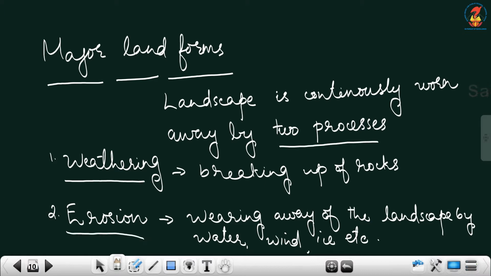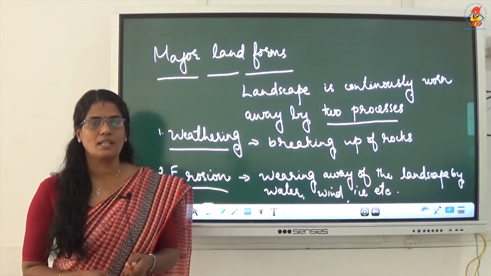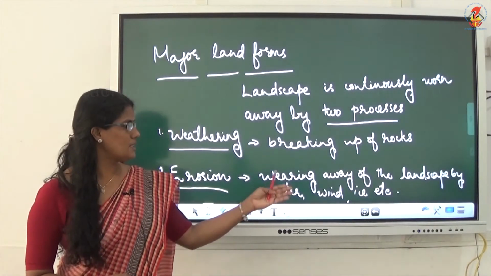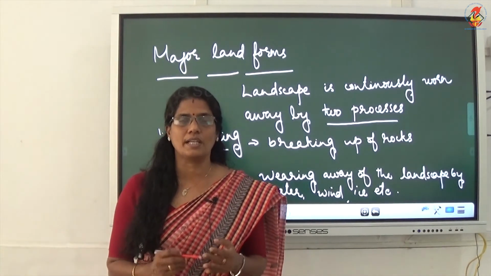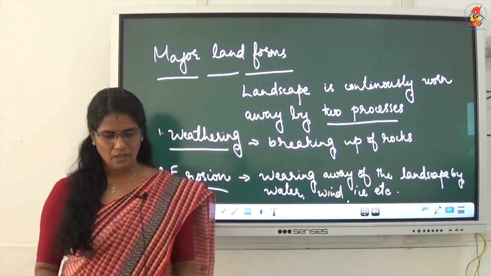Weathering means breaking up of the rocks on the surface of the earth. Erosion means wearing away of the landscape or topsoil by agents such as water, wind, ice, etc. Clear? So weathering and erosion cause change in the landscape.